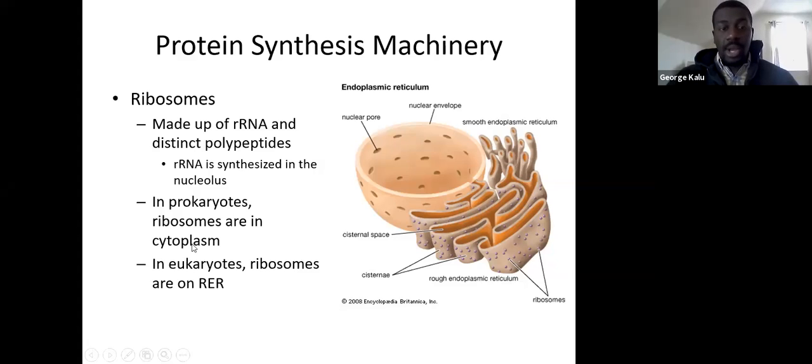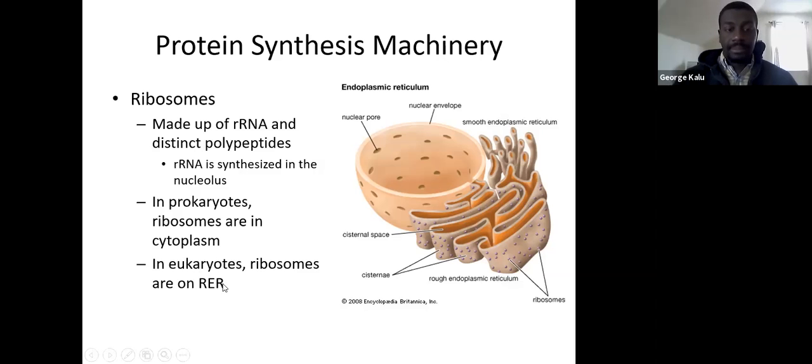So when we're looking at ribosomes, depending on whether we're looking at a prokaryote or a eukaryote, ribosomes are going to be found in one of two places. In prokaryotes, ribosomes are only going to be found within the cytoplasm because, again, they're not going to have any organelles like the ER. In eukaryotes, ribosomes are going to be found on the rough endoplasmic reticulum, and they can also be found in the cytoplasm, but for our sakes, we're just going to worry about them being on the rough endoplasmic reticulum.